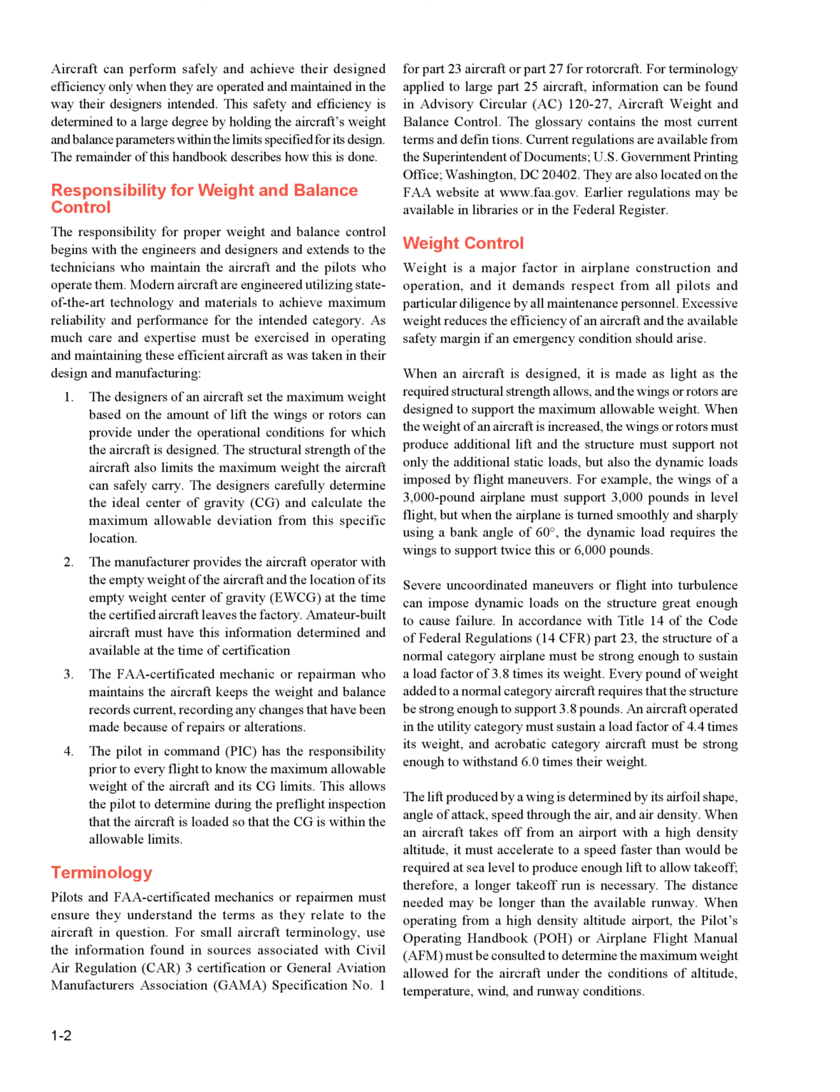When the weight of an aircraft is increased, the wings or rotors must produce additional lift and the structure must support not only the additional static loads, but also the dynamic loads imposed by flight maneuvers. For example, the wings of a 3,000-pound airplane must support 3,000 pounds in level flight, but when the airplane is turned smoothly and sharply using a bank angle of 60 degrees, the dynamic load requires the wings to support twice this, or 6,000 pounds.